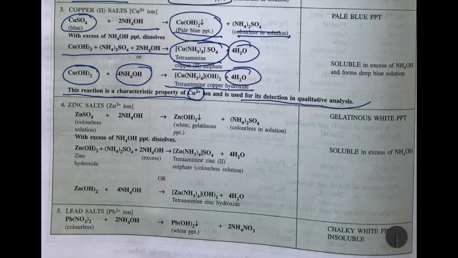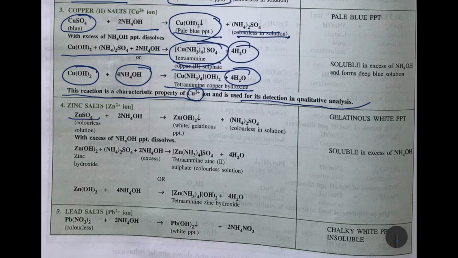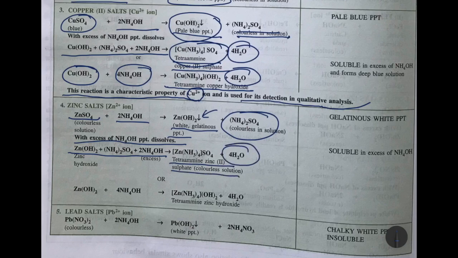analysis. Now zinc salts. Zinc sulfate, which is colorless, does not have any color, with ammonium hydroxide, you will see a white gelatinous precipitate of zinc hydroxide formed and ammonium sulfate. And remember, this white gelatinous precipitate of zinc hydroxide will dissolve in excess of ammonium hydroxide. Here you can see with the formation of tetraamine zinc 2 sulfate, which is dissolved in the water. So zinc hydroxide, with ammonium hydroxide, forms tetraamine zinc hydroxide, which dissolves in the water.